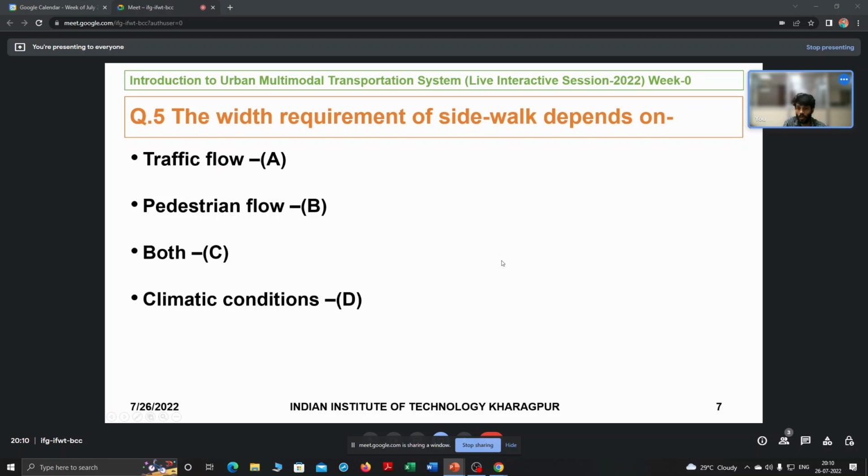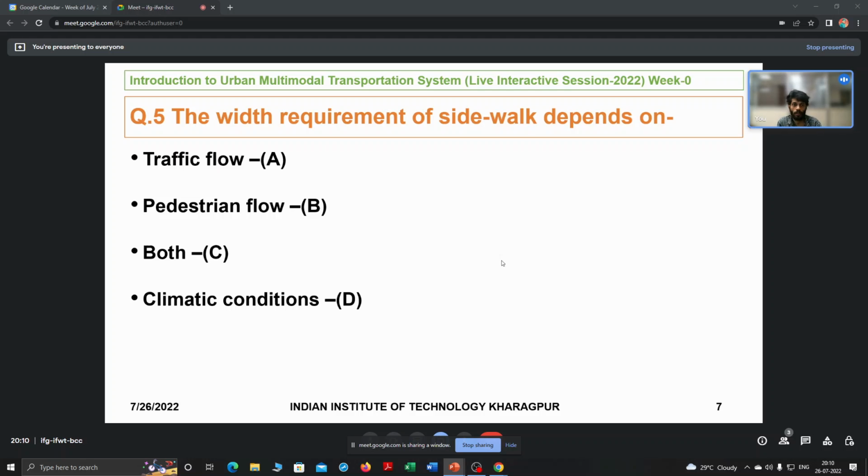So then the next question is the width requirement of the sidewalk. What is the sidewalk? Sidewalk is the pedestrian facility that is given along a road, right? If along a road you have two sidewalks, that is the sidewalk. And the crossing is called the crosswalk, right? When you have an intersection and the people try to cross, that is a crosswalk.